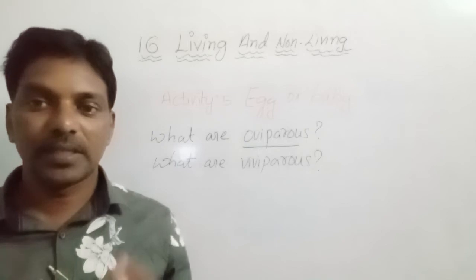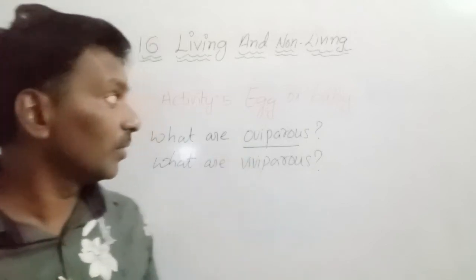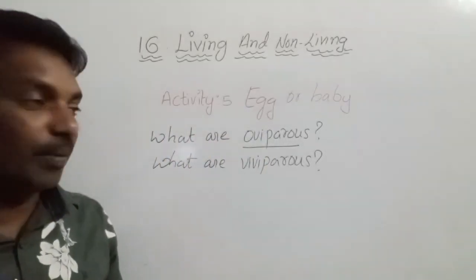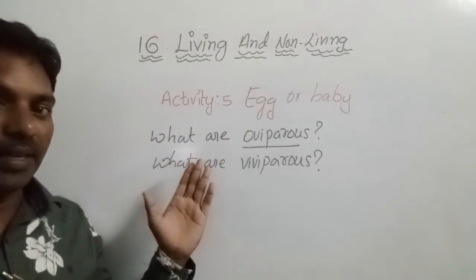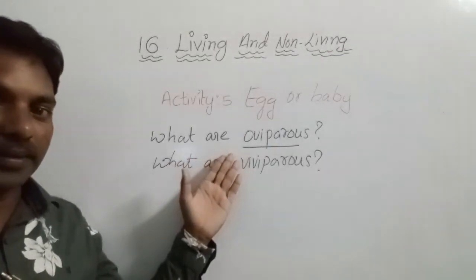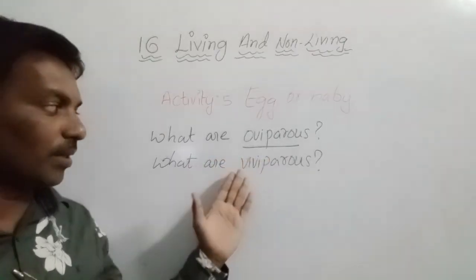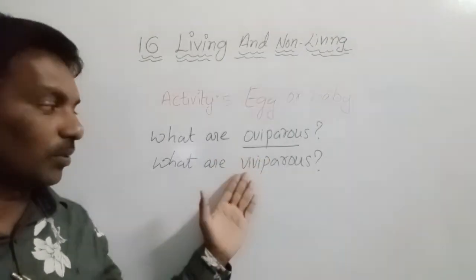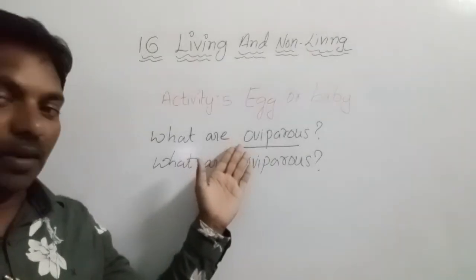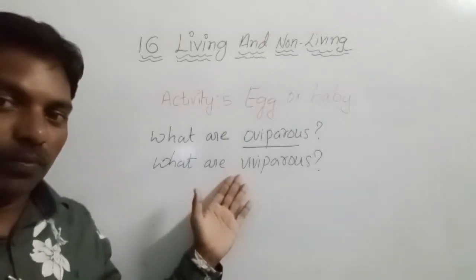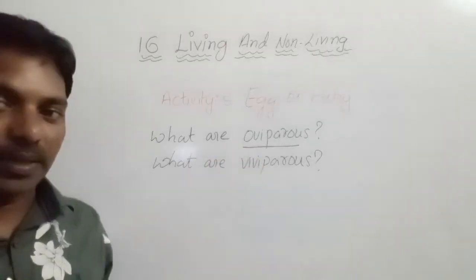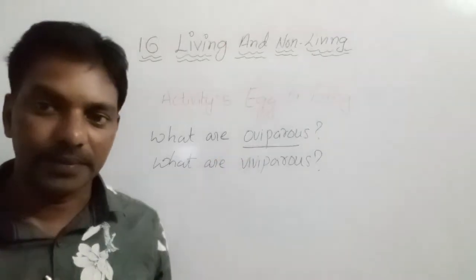So, this is about Activity 5, Egg or Baby. Why did we give this activity the name Egg or Baby? Because some animals lay eggs, and those are called oviparas. Some animals give birth to young ones, and those are called viviparas. Ova means egg, and vivi means the baby is given birth to directly. So this is about Activity 5.